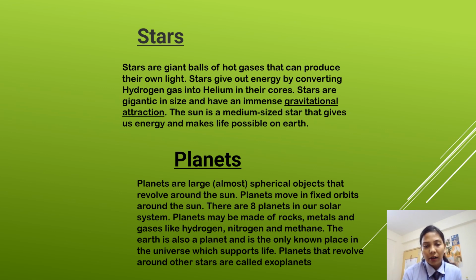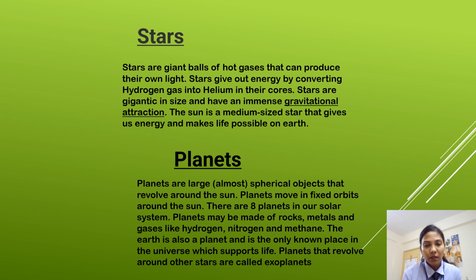A planet is a large spherical object. It is spherical. Have you seen a sphere? It is like a circle type. Okay, an object which revolves around the sun, and planets move in a fixed orbit around the sun, and there are 8 planets in our solar system, and these planets are made up of rocks, metal, and gases like hydrogen, nitrogen, and methane.